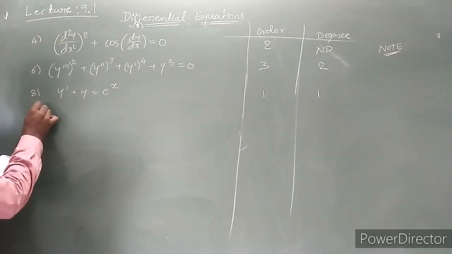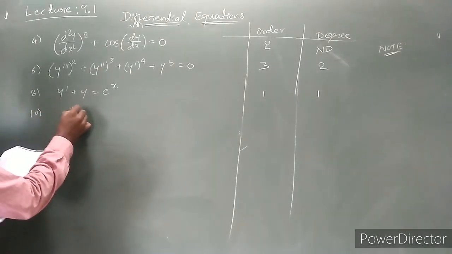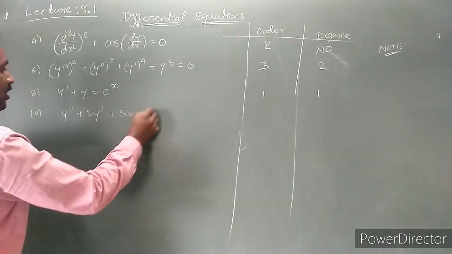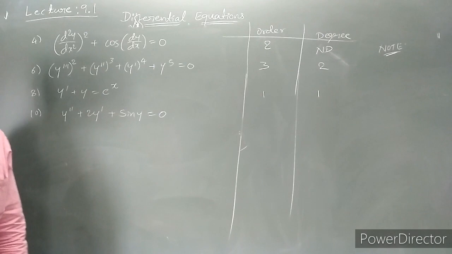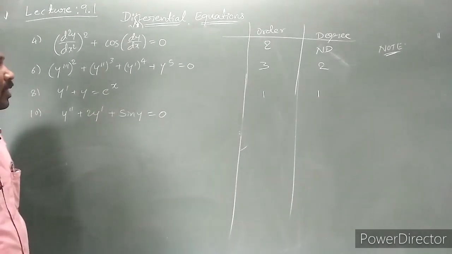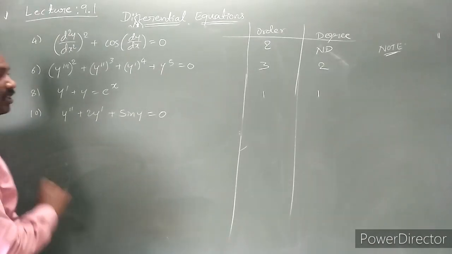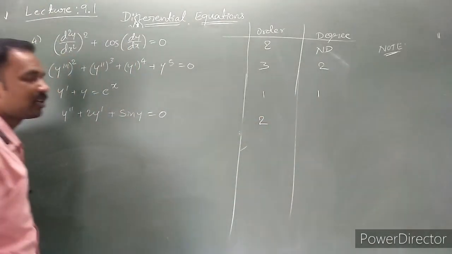10th one: y double dash plus 2 into y dash plus sine of y is equal to 0. What is the order and degree of the differential equation? Highest order: maximum how many times are they differentiated? Twice. Order is 2.